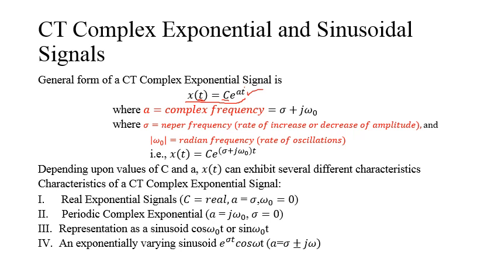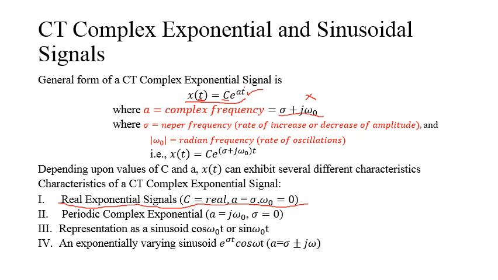So in case 1, we consider that both c and a are real, right? Because we know a equals sigma plus j omega naught. Now if a is real, that means j omega naught will be 0, right? So if j omega naught is 0, then we have a equals sigma, a real constant, right? And c is also constant, so the resulting signal will be a real exponential signal. Now whether this real exponential signal will be growing or decaying, right?